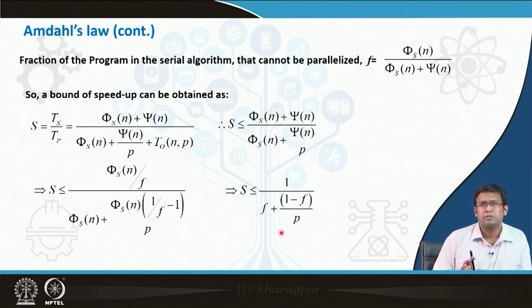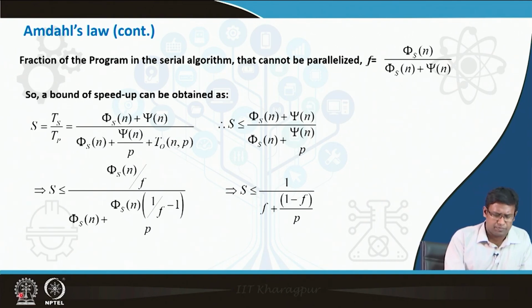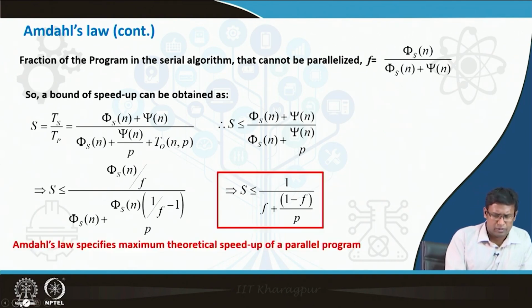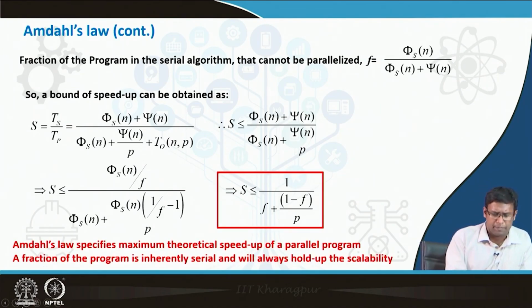Due to overheads, speed up is less than or equal to that. We cannot think of getting higher speed up, and our attempts can only be made to get speed up as close to this particular value. And this is known as Amdahl's law, which gives us the maximum theoretical speed up for a parallel program. It understands that a fraction of the program is inherently sequential and it always holds up the scalability.